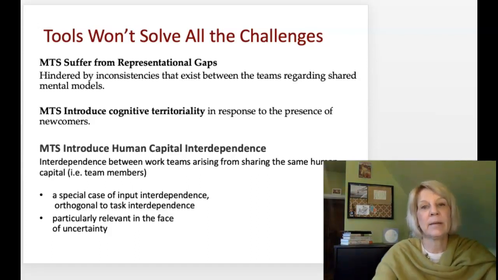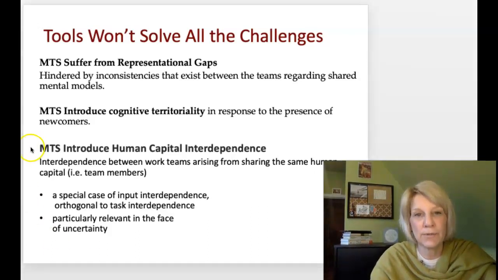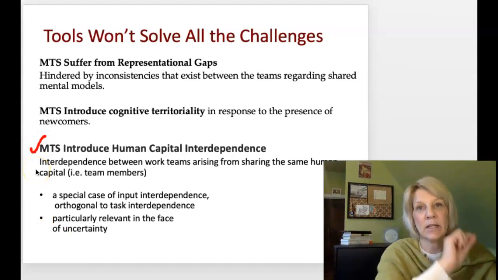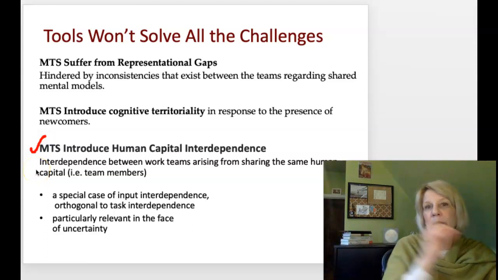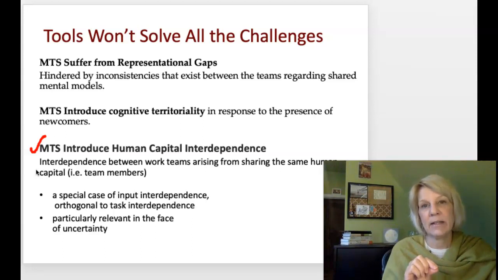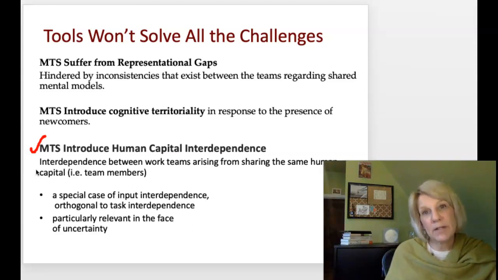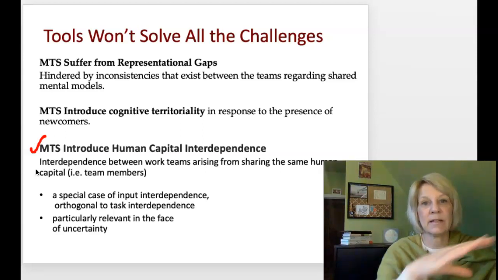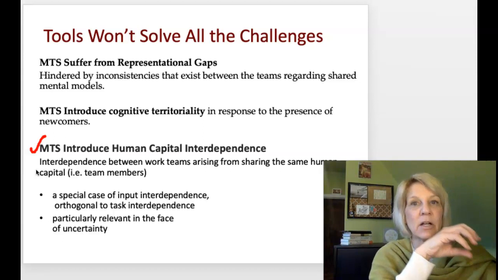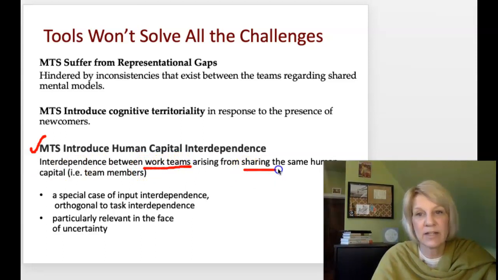But Mark Mortensen's work also has identified a new source of interdependence that happens in multiple team systems. Back when we talked about structure in the first week of class, we talked about interdependence inside of teams and the difference between sequential, pooled, and reciprocal interdependence. Well, Mark's research on multiple team systems shows that there's now something we can call human capital interdependence. And this is interdependence between teams because they share the same human capital, the same team members.